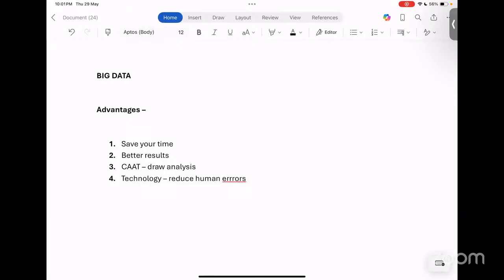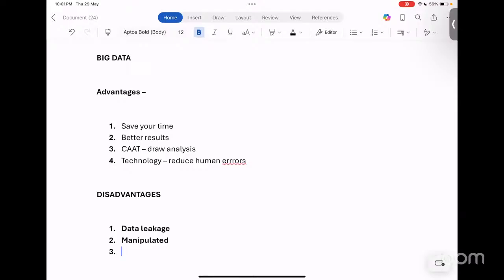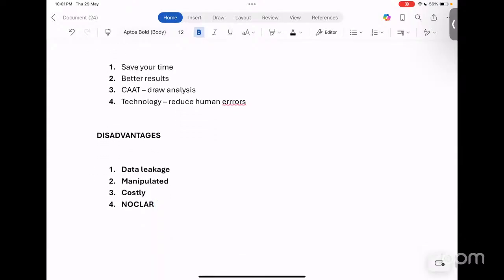But there are certain disadvantages as well. So what are the disadvantages of relying on big data? Number one disadvantage of using technology in the process of audit is that your data can be leaked. So data leakage. Second disadvantage is that your data can be manipulated, because it's not manually gathered, right? It's something which is there in the system and you're structuring it on the basis of the things which are there in your hand. It can cost you a huge chunk, right? And then it can also lead to NOCLAR. How can it lead to NOCLAR? Of course, if you end up leaking the data, or if you end up not following the IT rules, then it can lead to non-compliance with laws and regulations, which is wrong for your company, and can impact your going concern as well.